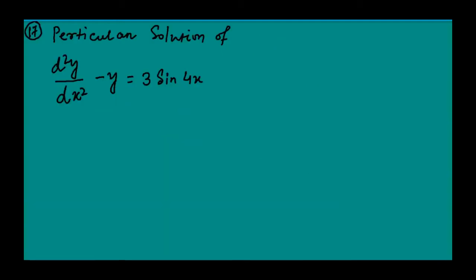So next question, question number 17, particular solution of this one. I have explained one question from particular solution, that format, that is k into e to the power ax plus b, that means exponential function. Here this is a trigonometric function, Q(x) is given as a trigonometric function, and here f(D) is given as D square minus 1, here D square minus 1.